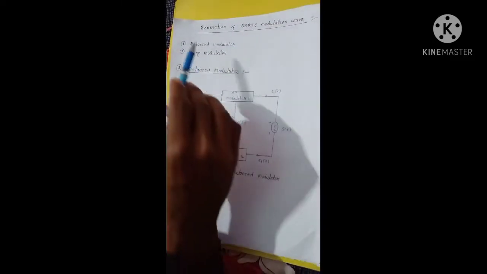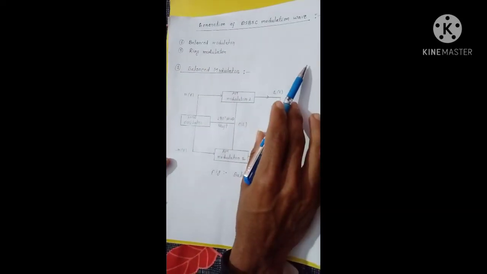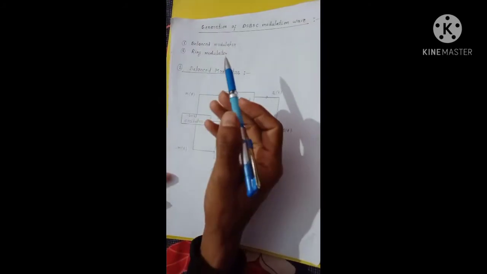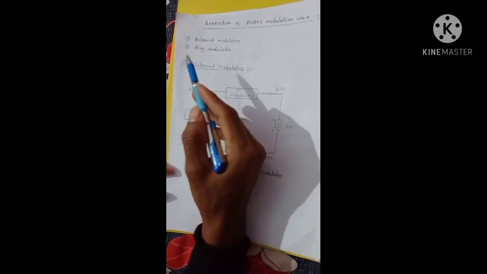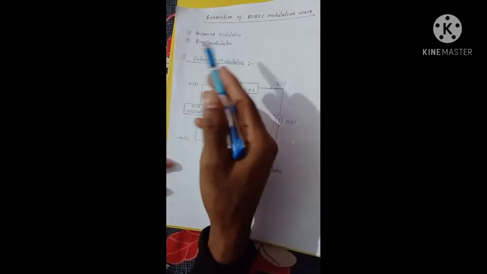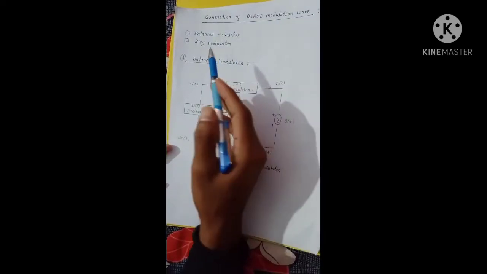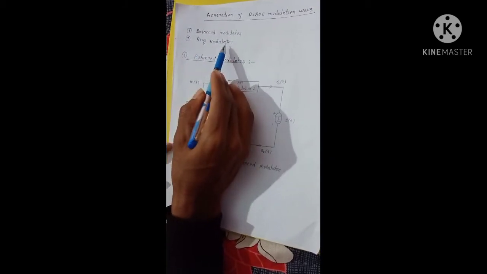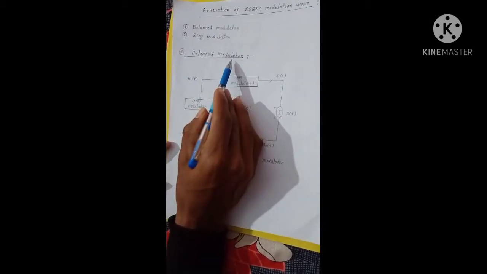Our next topic is generation of DSBSC modulated wave. In this topic, we discuss how to generate a DSBSC wave. There are mainly two methods to achieve such a modulation. The first one is a balanced modulator and the second one is a ring modulator. So we discuss first the balanced modulator.